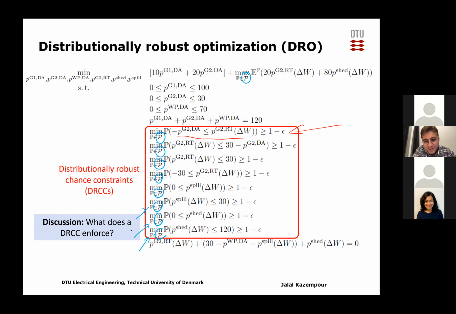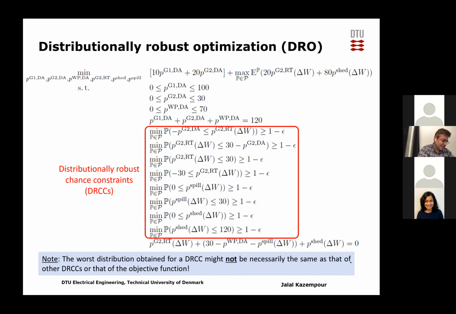Yes, they might be different. Exactly. So we can't necessarily say that we have a unique distribution which is worst everywhere, in every single chance constraint and in the objective function. No, each item may have its own worst distribution. Is it clear? Personally, I really like DRO. I find it a very elegant setup. I don't know if you feel the same or not.